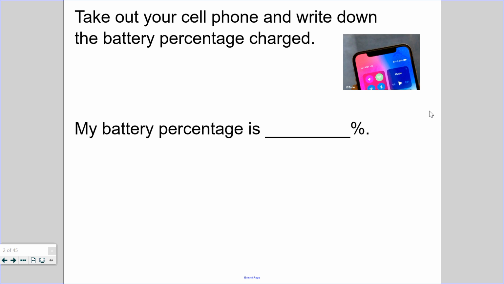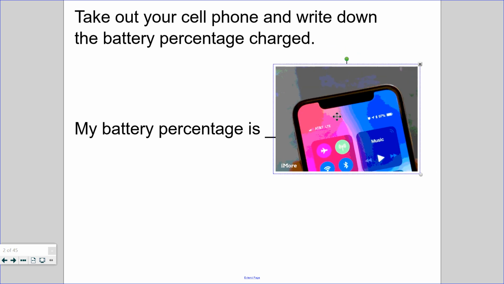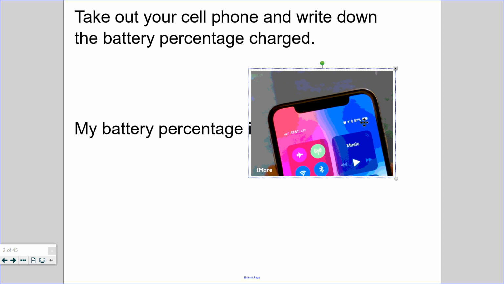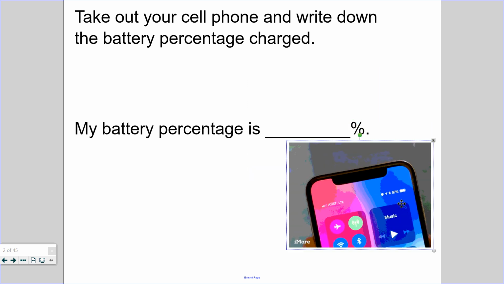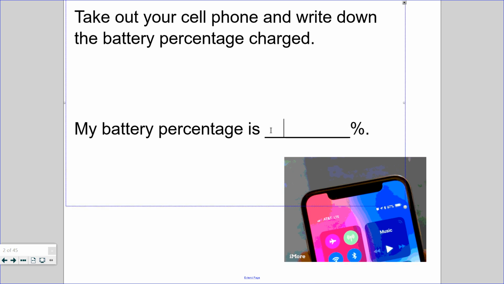So first of all, I want you to take out your cell phone and look in the upper right hand corner, it's like right here. Let me see if I can make it a little larger so you can see it. In the upper right hand corner, can you tell me what is your battery percentage charge? According to this, it is 97%. So I want you to list it. My battery charge is 97% charged.